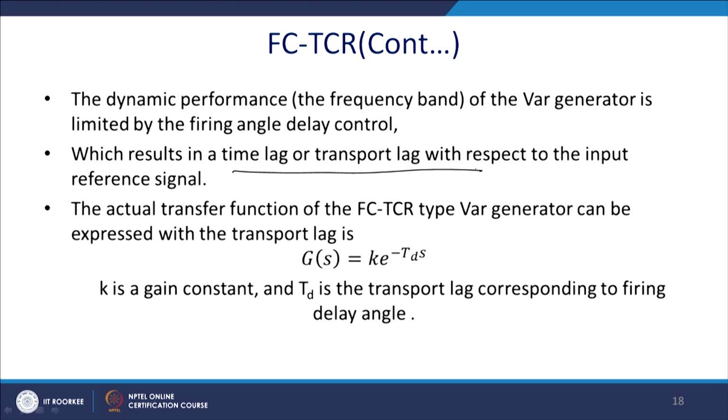So, for this reason, there will be a delay in compensation. It is a time delay system, which results in a time lag or transportation lag with respect to the input signal reference, because you cannot change the reference generation, like sine-triangle PWM, within one cycle. The actual transfer function of the FC-TCR type Var generation can be expressed as k e to the power minus Td s, where k is the gain constant and Td is the transportation lag corresponding to the firing angle delay.